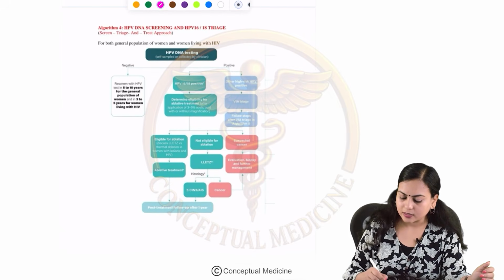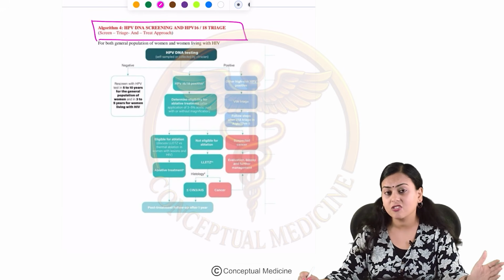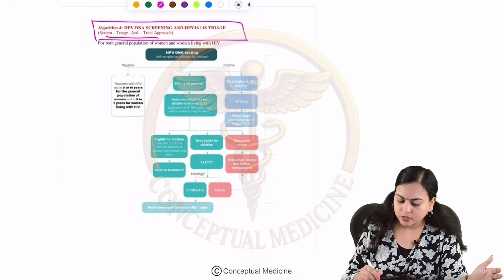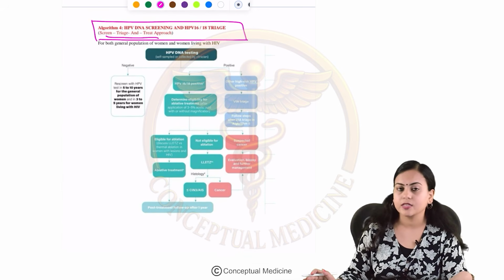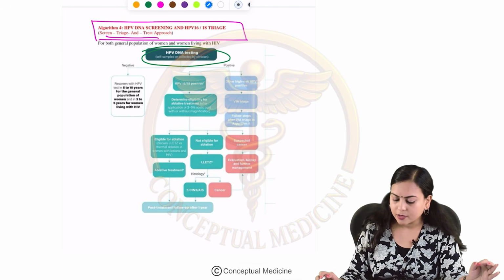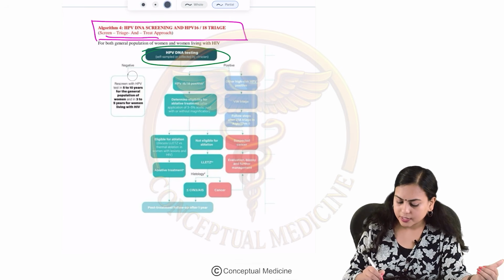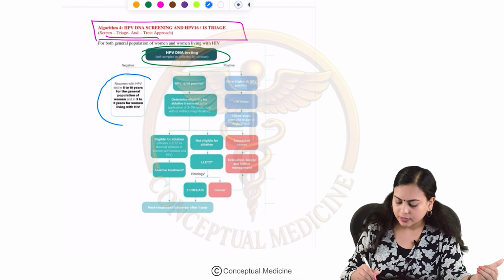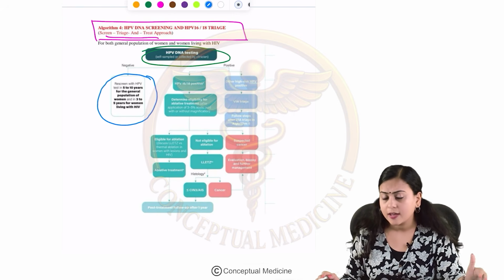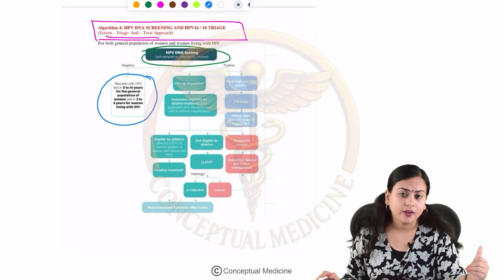Yes. And the next one is HPV DNA screening and HPV 16/18 triage, that is the screen, triage and treat approach. This is also for both the general population as well as women living with HIV. We are going to offer her HPV DNA testing, either by self-sample or collected by the clinicians. If it is negative, you will screen her with an HPV test every 5 to 10 years for the general population, but if she is an HIV positive woman, you will screen her once every 3 to 5 years.